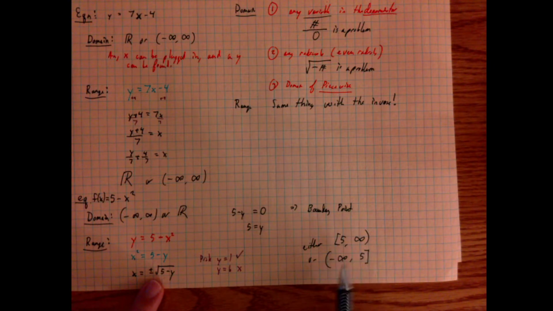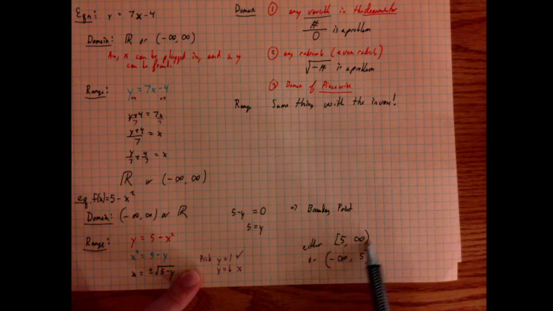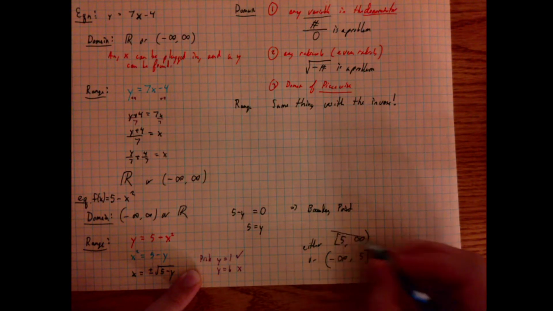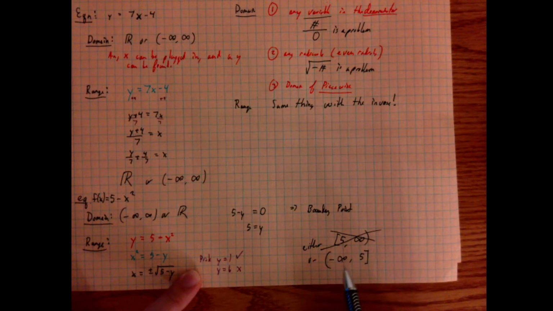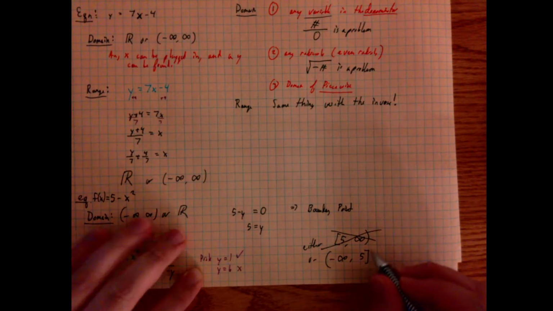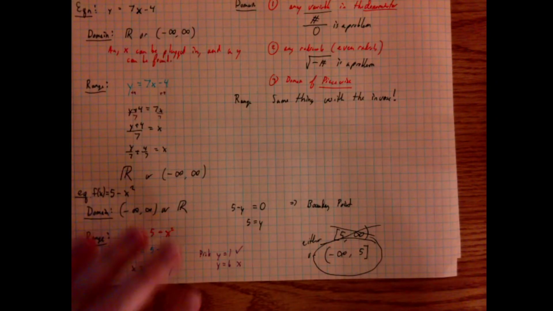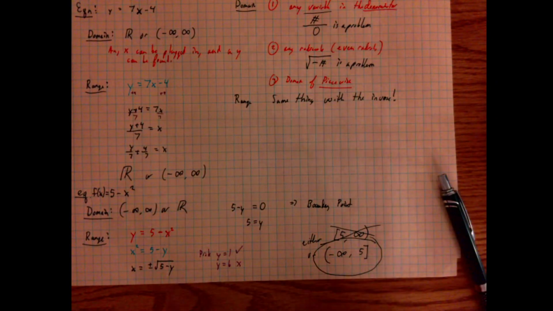So these are the two possibilities. Well, which one is it? Well, we knew that 1 works. This one doesn't contain 1. This one contains 5 and anything bigger than 5. 1 is not bigger than 5. This one's out. But this one contains 1. And this is, in fact, the range. And I can prove that by looking at the graph.